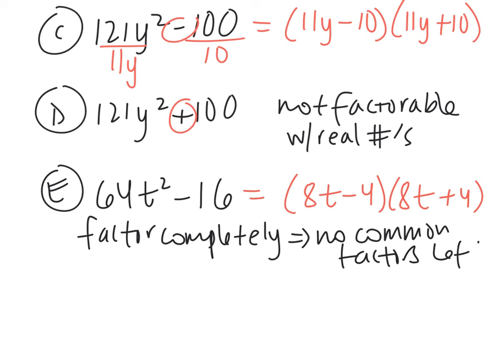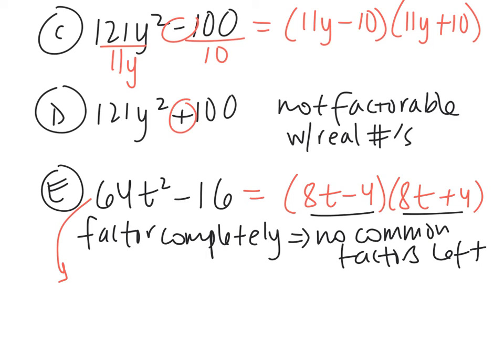Now, if you see here, both of these still have something in common. That's what I mean by common factors, okay? They both have 4 in common. So the way to ensure that this doesn't happen is that you always factor out a GCF first.